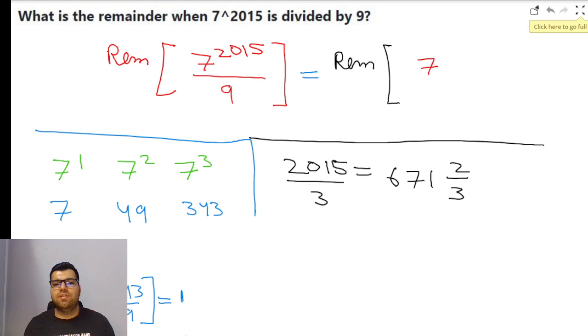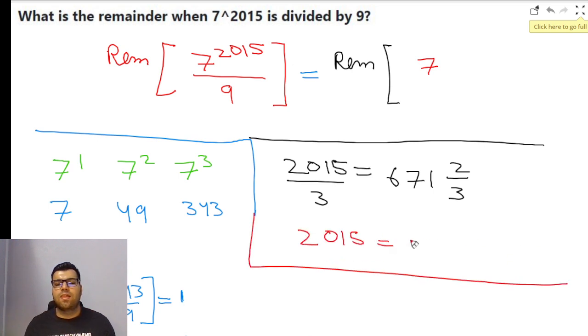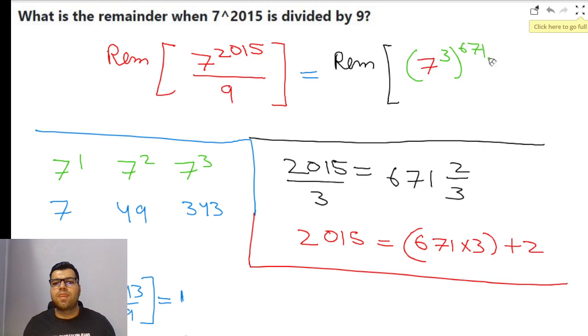So basically what does this mean? We can write 2015 as 671 into 3 plus 2. Simple meaning. So I will write 7 raised to power 3, to the power 671, into 7 square, divided by 9. Now we have to proceed with this.